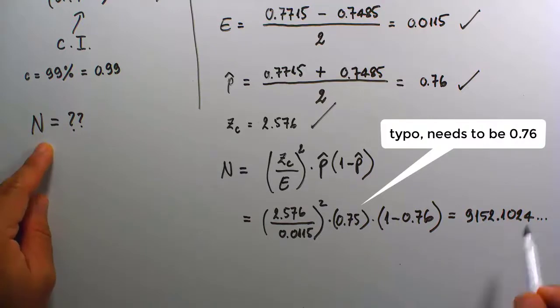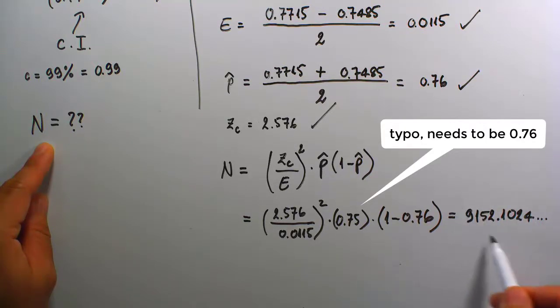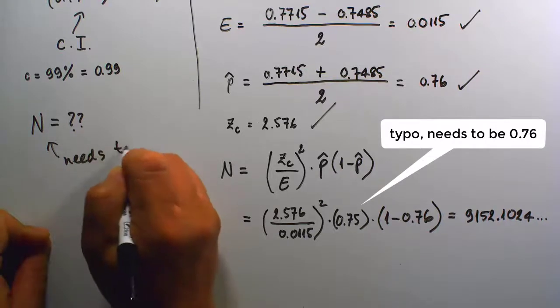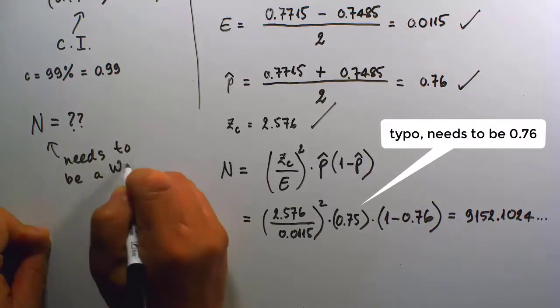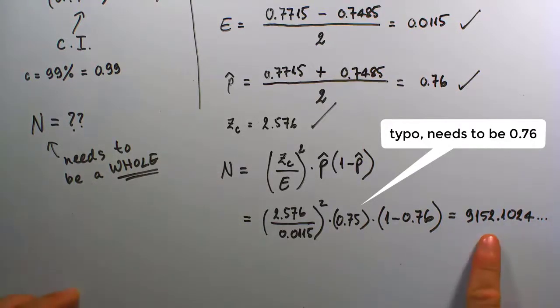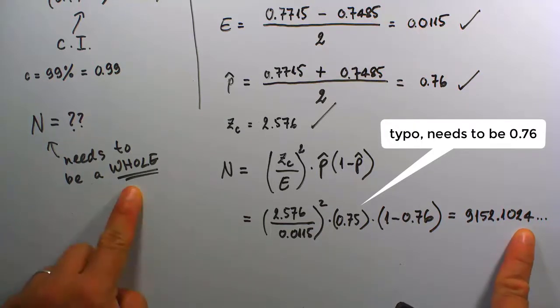So, can a person be cut apart to find only 0.102 something of that person? We cannot do that. My point here is that being a sample size, it needs to be a whole value. After making that simple joke about how we cannot cut a person apart just to get 0.1024 of that person, I just want to make clear my point that any sample size needs to be a whole value, a whole number.